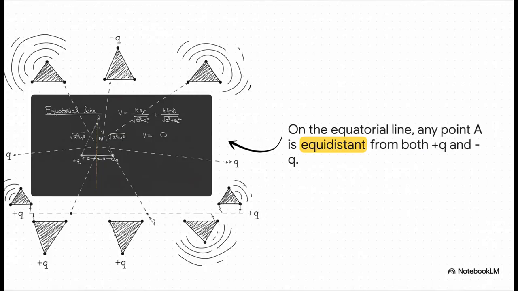Just look at this geometry for a second. Any point on this equatorial line forms this perfect isosceles triangle with the two charges. What does that mean? It means the distance to the positive charge is exactly the same as the distance to the negative charge. This perfect symmetry is about to give us a really elegant result.